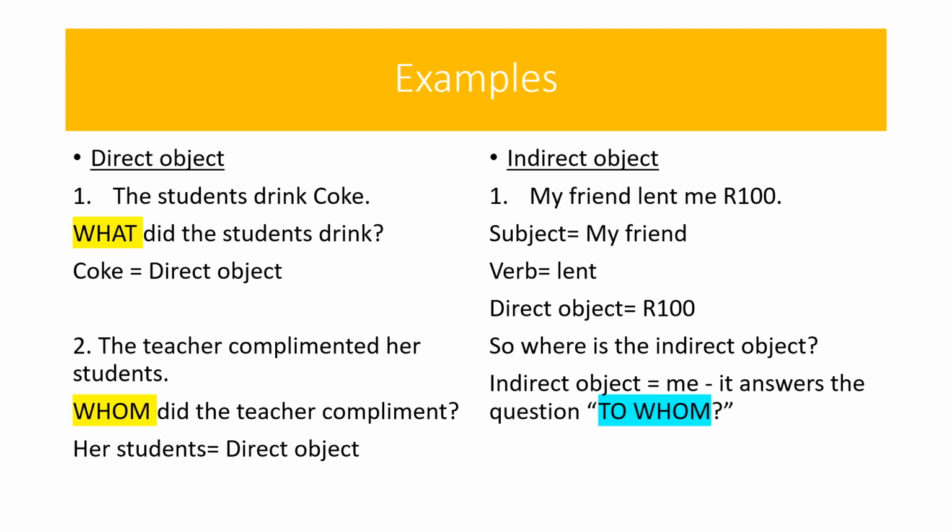Number 2, the teacher complimented her students. If we ask the question, whom did the teacher compliment? Her students. So therefore, her students are the direct objects.